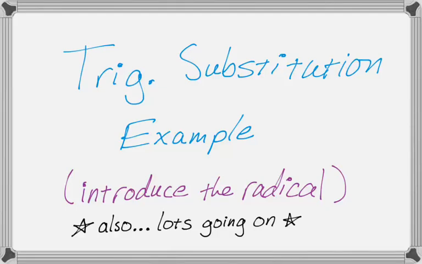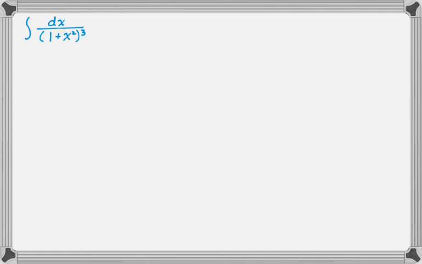Okay, in this video we are going to do a trig substitution example where we have to introduce the radical before we can even get going. And then after that there is just a lot going on. So let's take a look at the problem, which looks pretty harmless to begin with. It's the integral of dx over the quantity 1 plus x squared cubed.